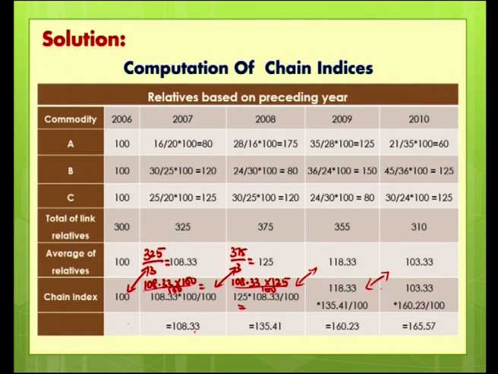For the year 2006 it is 100, for the year 2007 it is 108.33, and likewise we have calculated the values for the year 2008 as 135.41, 160.23 and 165.57. Now we have studied 4 types of index numbers, that is price index numbers, quantity index numbers, value index numbers, and then chain based index numbers.